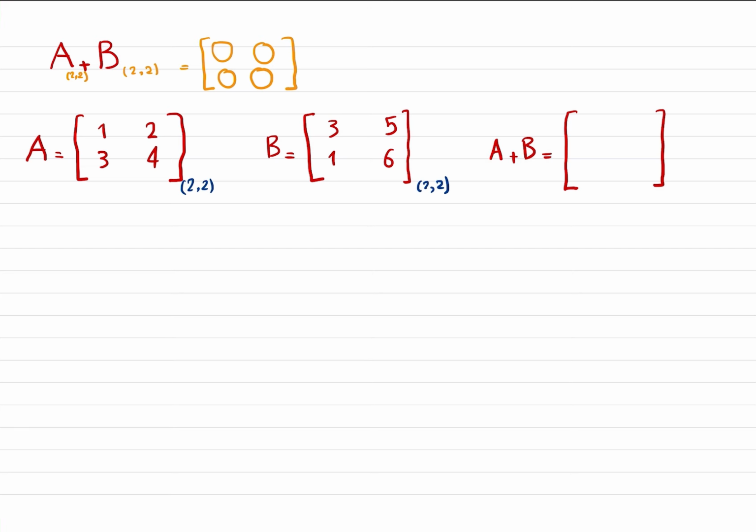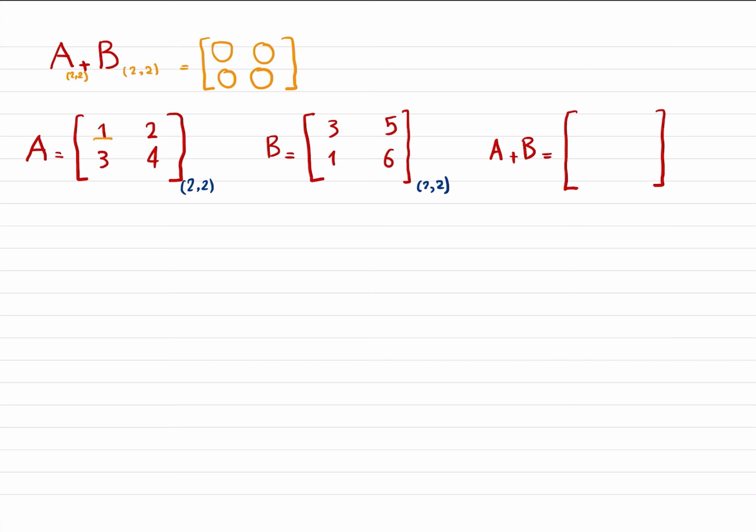Let's obtain the sum. Okay, we should add the corresponding elements. For example, here the first element is 1 and here the first element is 3. We should add them. Here the second element is 2 and here it's 5, the second element of matrix B. We should add them here. Like this, we should do it for all the elements of the matrix.